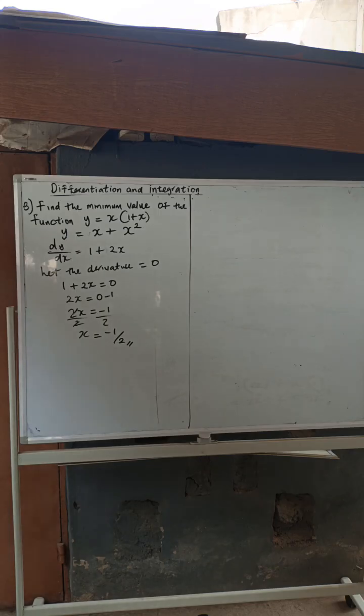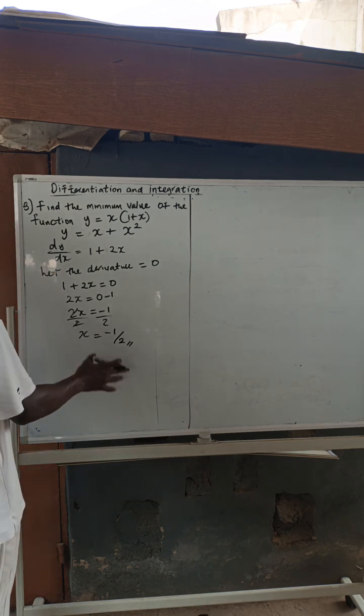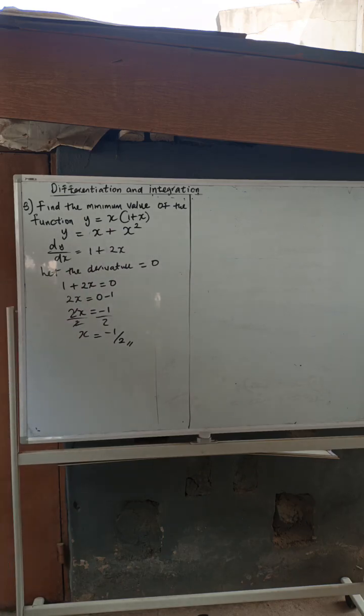But we are not done, because they want us to find the minimum value. So if my x is equal to minus 1 over 2, I need to substitute this back to where it belongs.